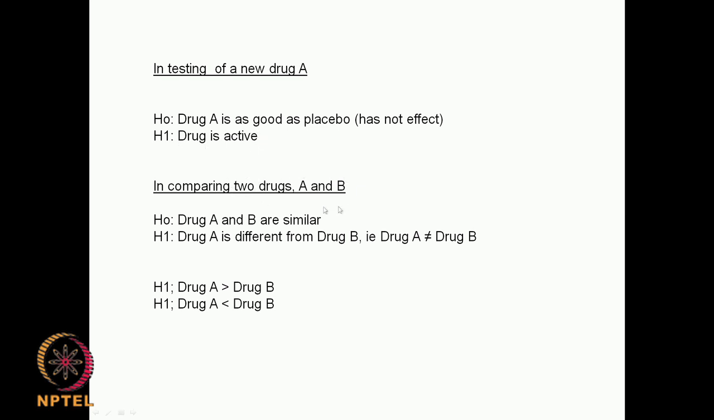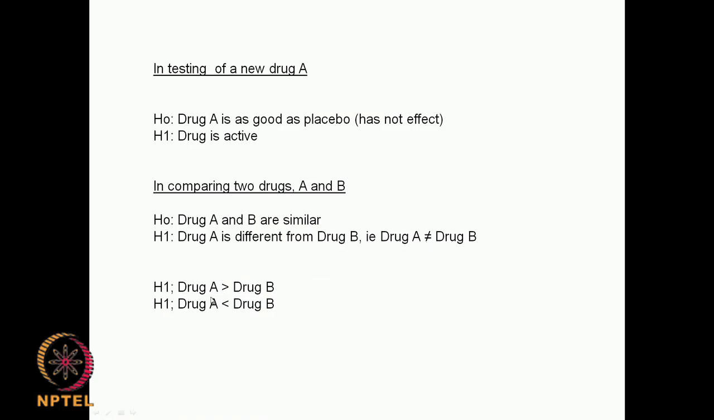Now, if I am comparing two drugs, say drug A and B, the null hypothesis could be drug A is as good as B, there is no difference. Okay. Now, alternate hypothesis could be drug A is different from drug B, that is drug A could be better or worse, or drug A is better than drug B, or drug A is less active than drug B. So, in this case we can have three alternate hypotheses. Drug A is different from drug B, that means we are not telling whether drug A is better than drug B or less than drug B, but we are just saying drug A is different from drug B. Okay. For example, we can say students in this class are different from the students in another class.